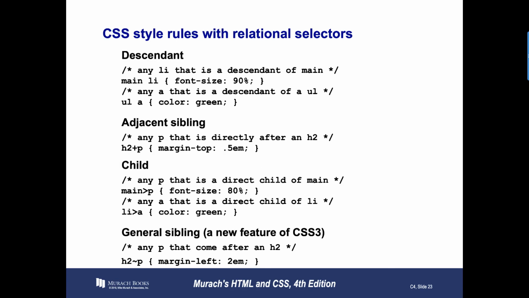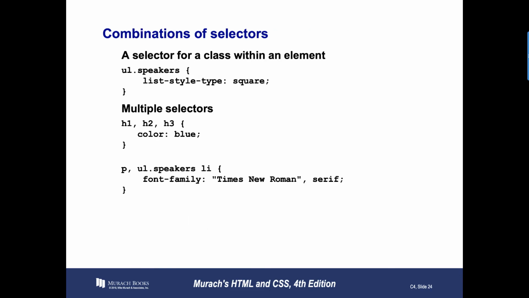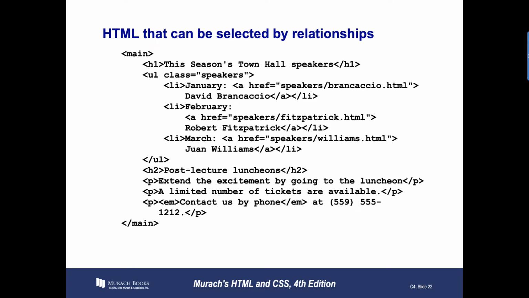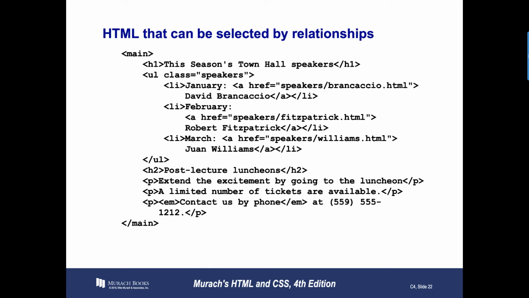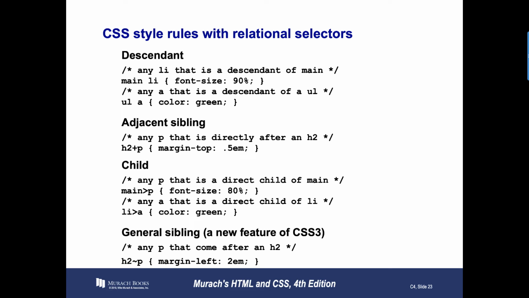All right? Now, next, adjacent sibling. Here's an example. Any paragraph that is directly after an H2. So let's look. Do we have any H2s in there? I see some H2s. And do we have any paragraphs right next to it? Yes, we do. You see H2? It's adjacent. They're next to one another. So that's how you would code that, with the plus sign.